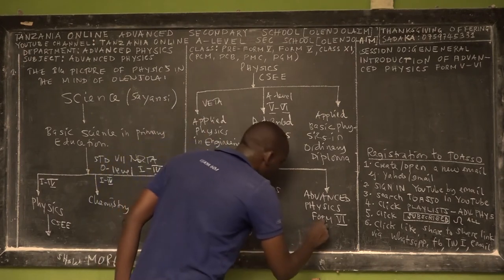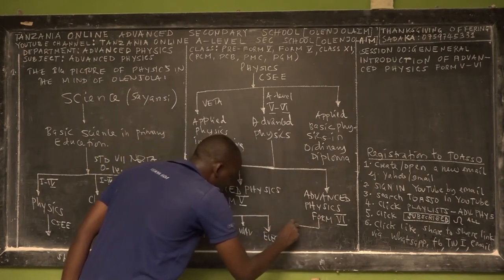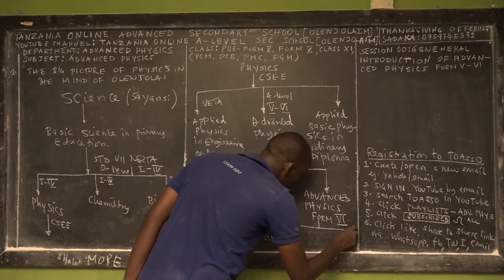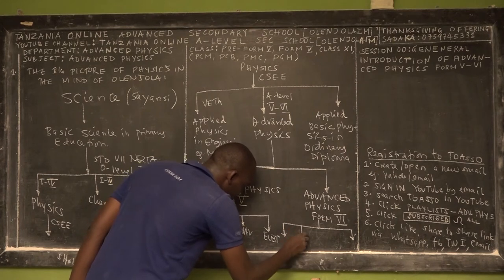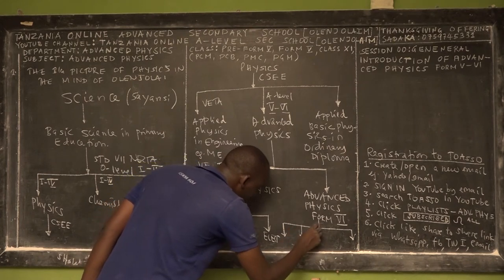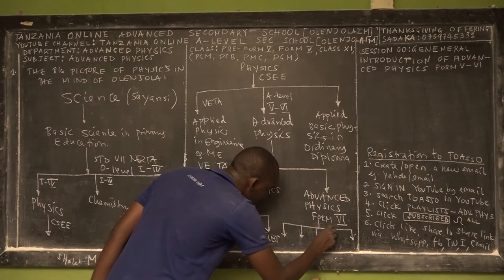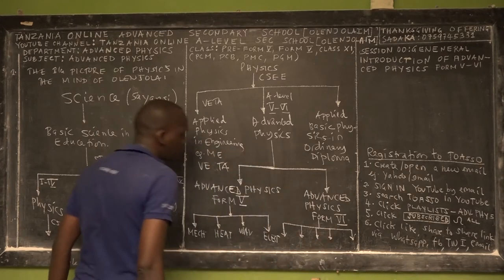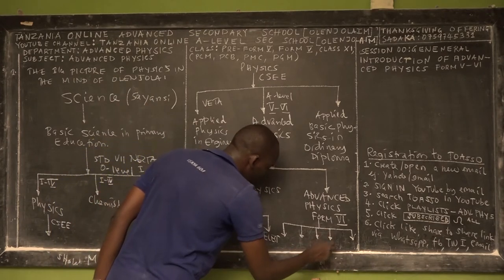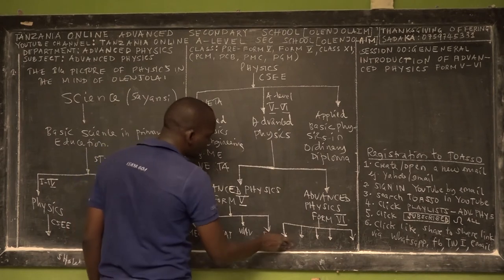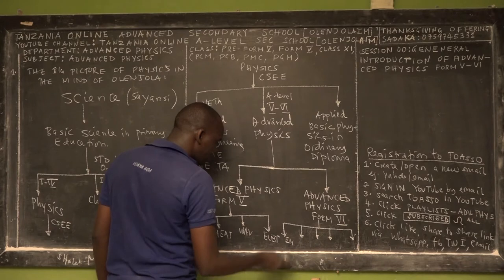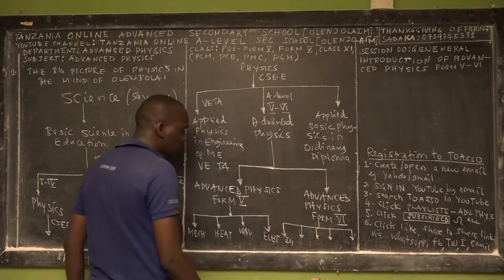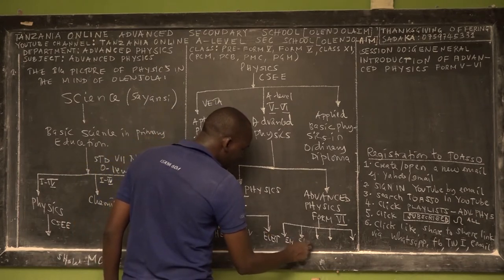While advanced physics form 6, according to the new syllabus of the Republic of Tanzania, right? Students have to learn 5 topics effectively and understand, because the exam will be testing the concept or the understanding of all the 5 topics. The first topic is called the electromagnetism. The second topic in advanced physics form 6 is called the current electricity.